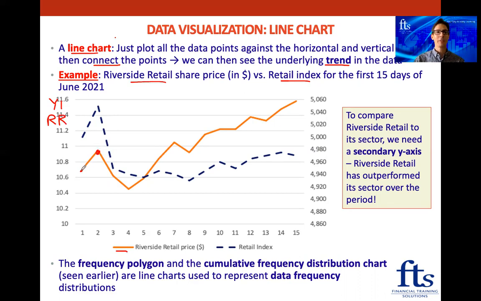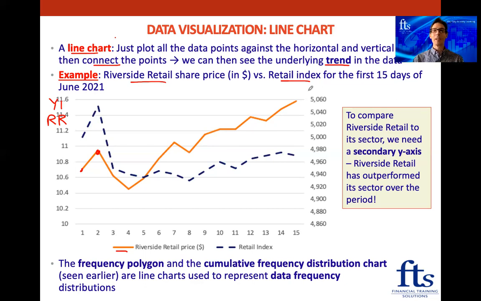We do that for every day: what's the closing share price for each day? And we just connect the dots. That gives us our line chart, nice and easy, so we can see what the trend is. We started at $10.70 on the 1st of June, and ended up at $11.60 on the 15th of June. So the share price did quite well over those 15 days.